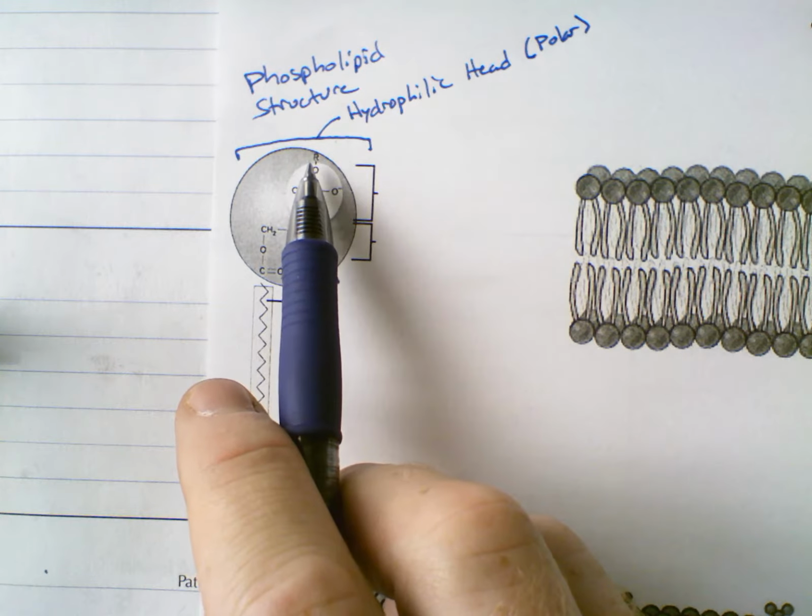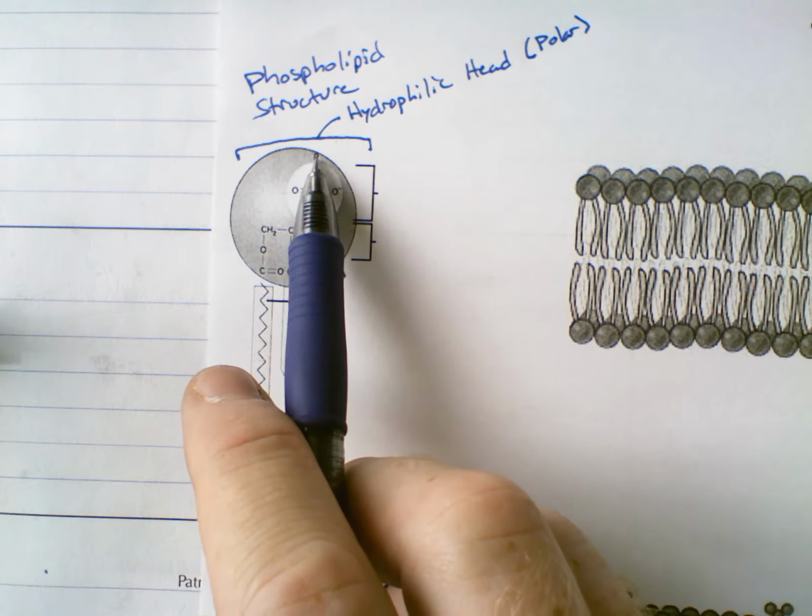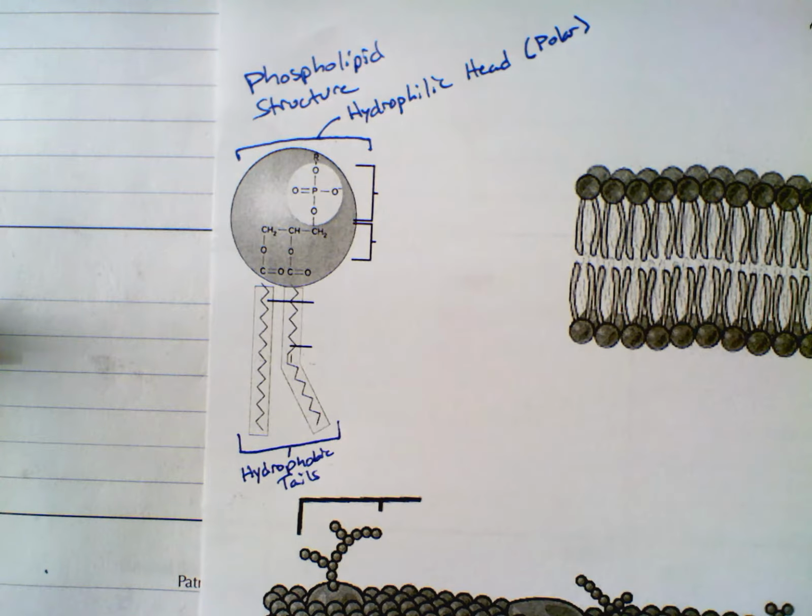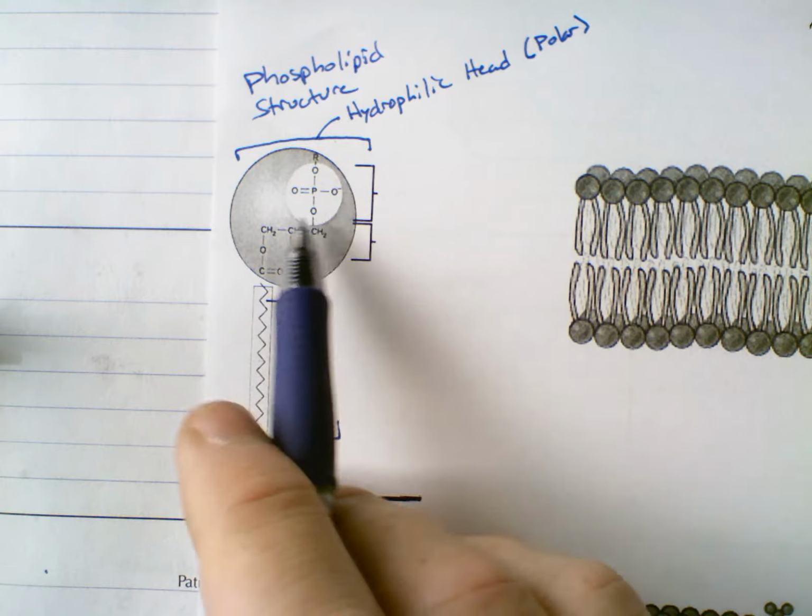First of all, this little R up here. Remember that R groups just mean that anything could be there. In this case, it's a choline. You don't need to know that. So I'm going to skip down to this portion right here.